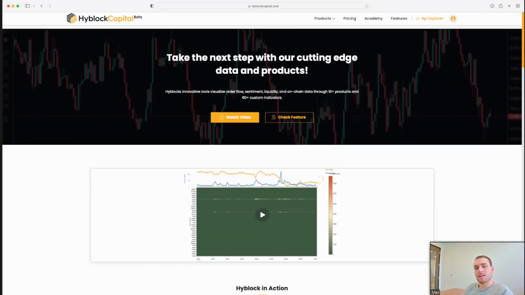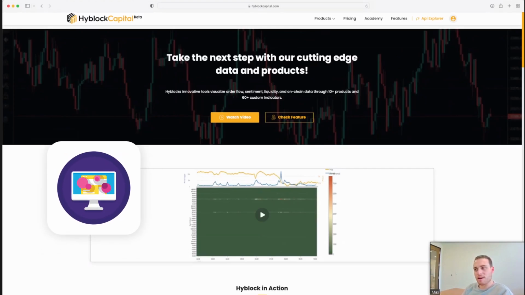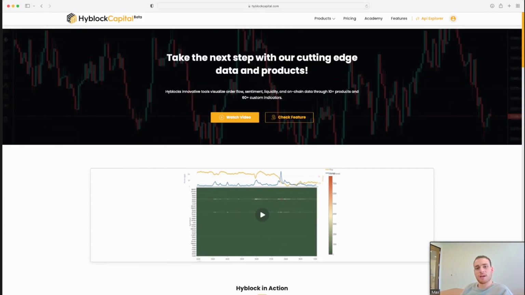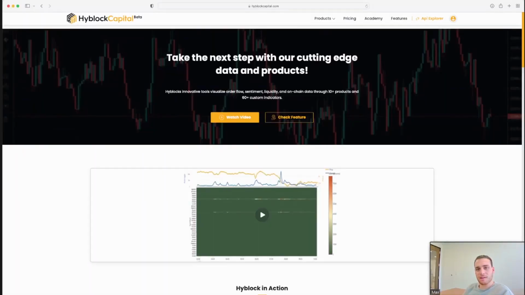Not in the sense that it's necessarily a heat map. There's other technology that does that. But it's really tailored towards active traders who trade off of order flow, and they can develop and find an edge through this data that Hyblock provides, by seeing who's actually driving the market and who the puppet master is.